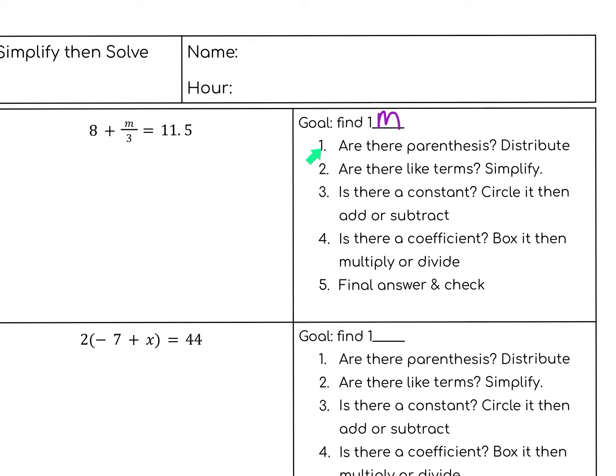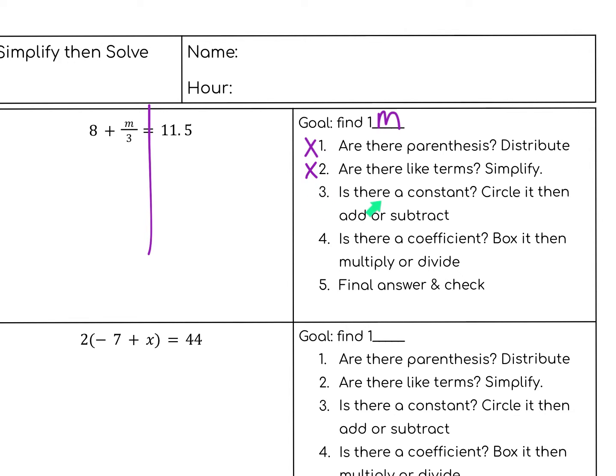Looking at the equation, are there any parentheses? Nope, I don't see any parentheses. I don't need to do that one, so let's draw a little X right there. Then, are there any like terms on the same side of an equation? Looking on the side with the variable, I don't see anything I can add or subtract together. They're not like terms. This has a variable, and this term doesn't have a variable. So I don't need to do that.